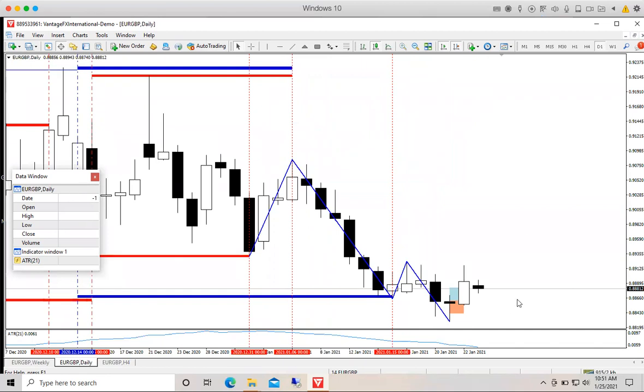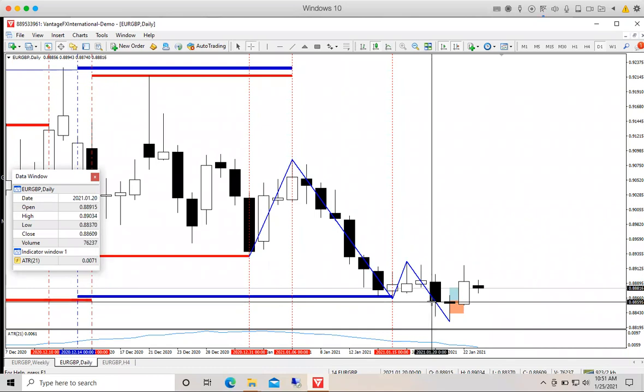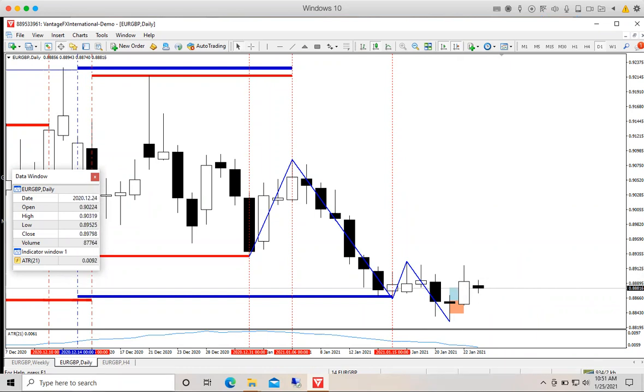Euro GBP, another test of support over here. You can see that we did actually have a breakout on this last week, Wednesday, I think it was, where it did close below the support level. So interested to see what happens there. But of course, you can see on Friday, it did come back and close inside of the channel again. So showing weakness.